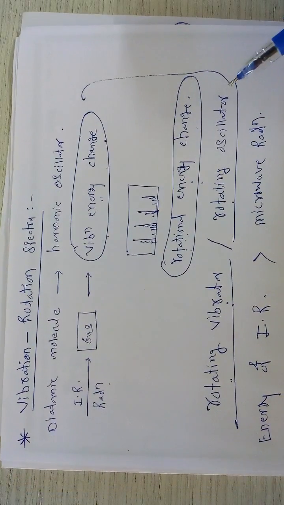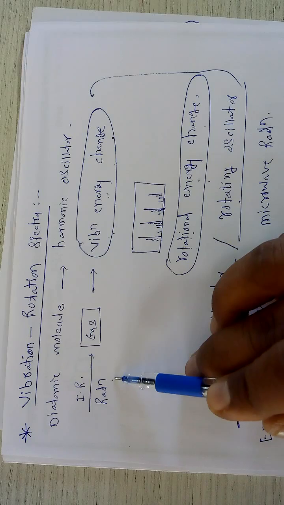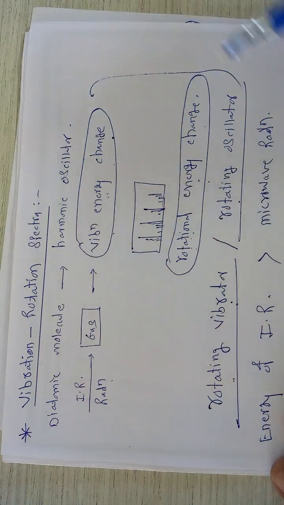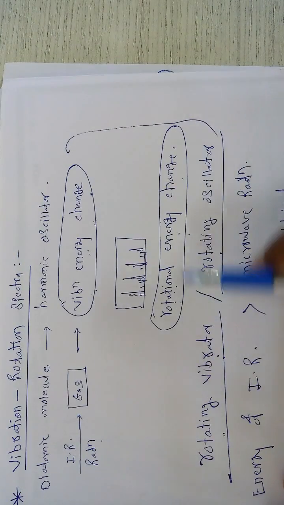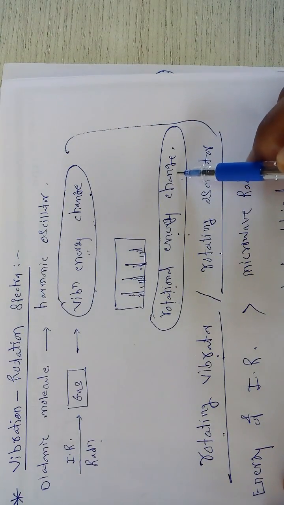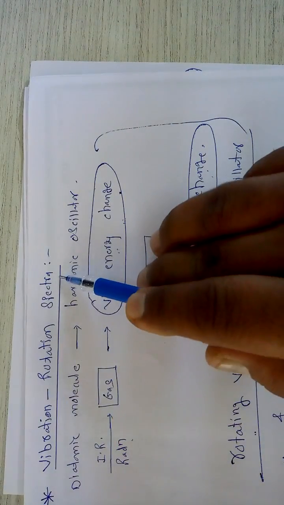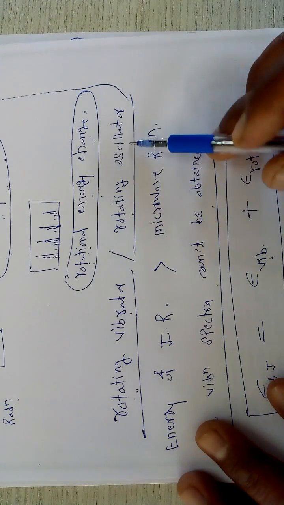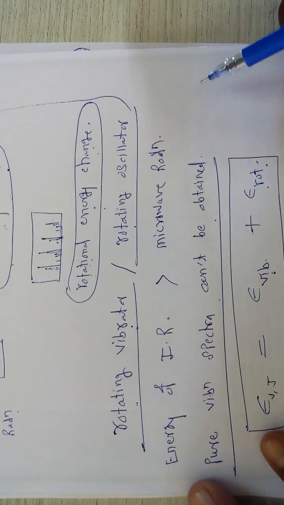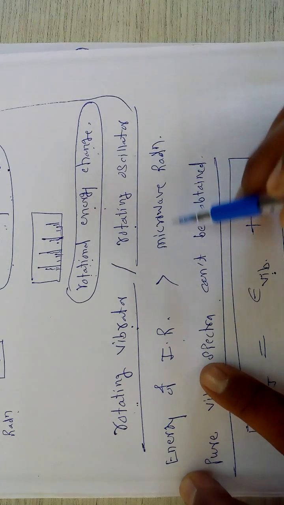So what is the meaning of this vibration rotation spectra? Whenever a molecule is irradiated with IR radiation, it gives lines due to the combination of two energy changes simultaneously. One is the vibrational energy change and the second is the rotational energy change. The spectra obtained due to such energy changes is called the vibration rotation spectra, and that molecule is called the rotating vibrator, or it may be called the rotating oscillator. And why can this type of lines be obtained? This is because the energy of IR radiation is more than that of the microwave radiations.